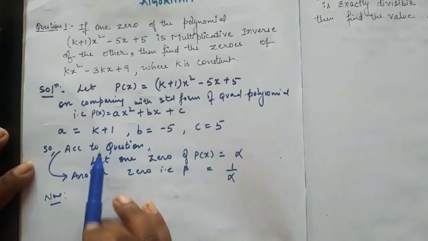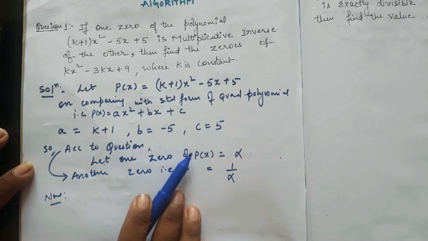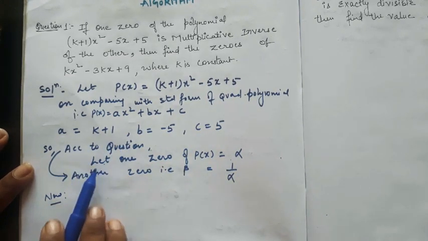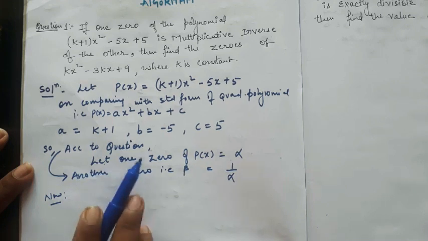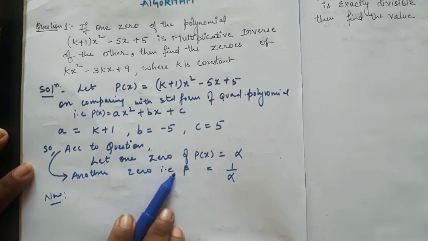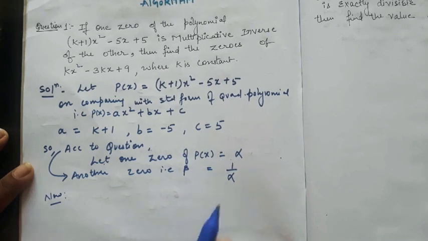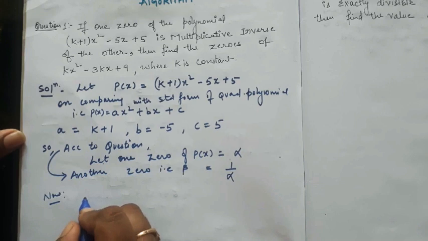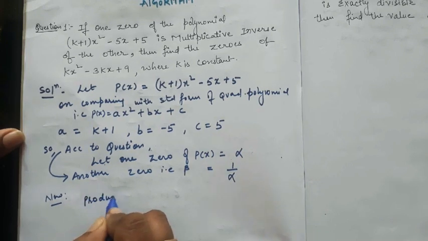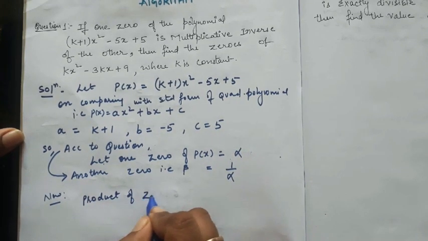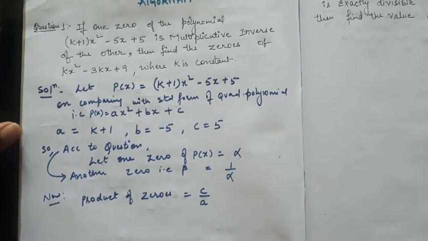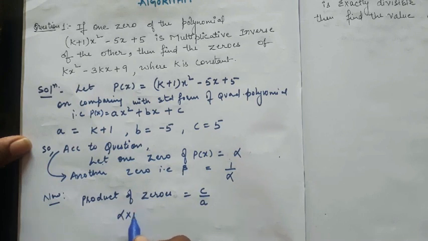As given in the question, let one zero of the polynomial p(x) be alpha, and according to the question the other zero is the reciprocal of the first one, so I have taken beta equal to 1 by alpha. Now, as we know, the product of zeros is equal to c by a. Here I am writing alpha into beta is equal to c by a.